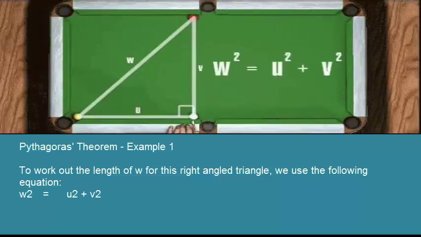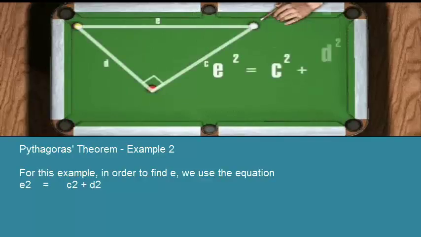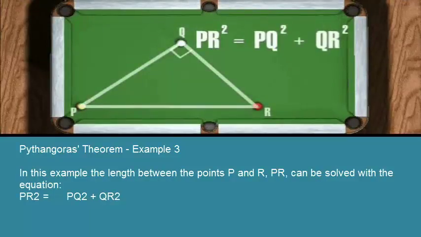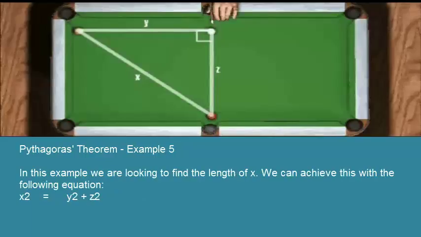To work out the length of w for this right-angled triangle, we use the following equation. W squared equals u squared plus v squared. For this example, in order to find e, we use the equation e squared equals c squared plus d squared. In this example, the length between the points P and R, PR, can be solved with the equation PR squared equals PQ squared plus QR squared.